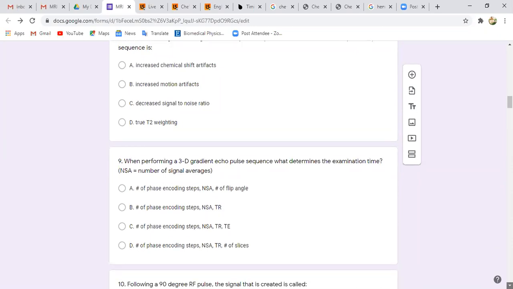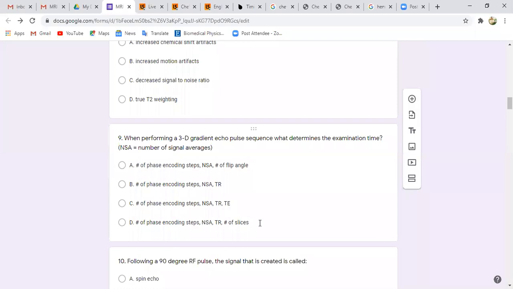But I think it's not A. It's actually D. The reason it is not A is because of this 3D. Gradient echo sequences are normally mostly used for 3D images, things like volumetric images, instead of just 2D. Of course, flip angle has some effect, but evidently it is the number of slices that will affect the examination time.